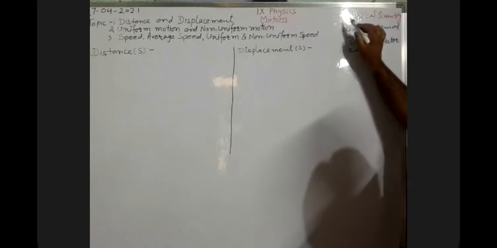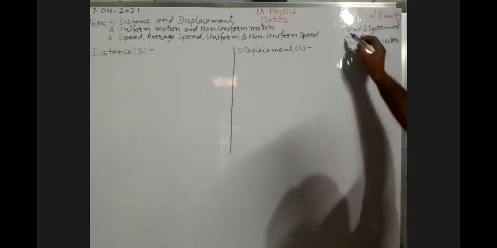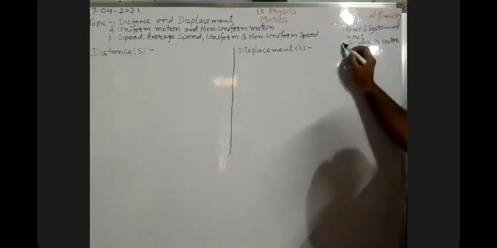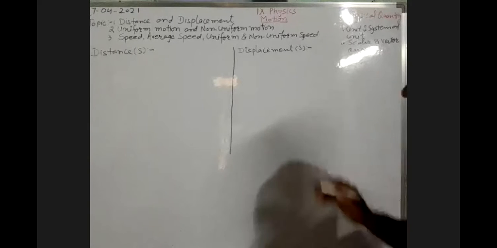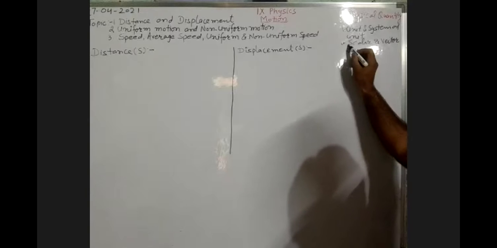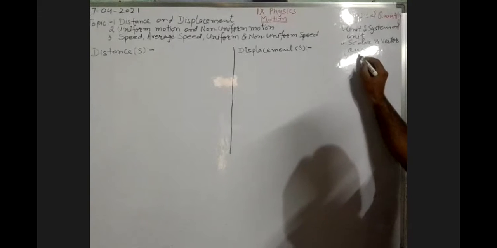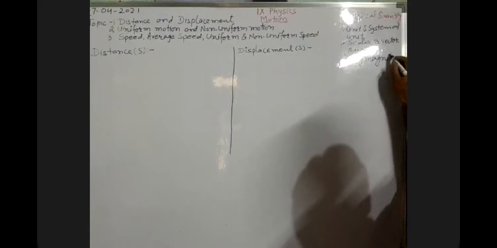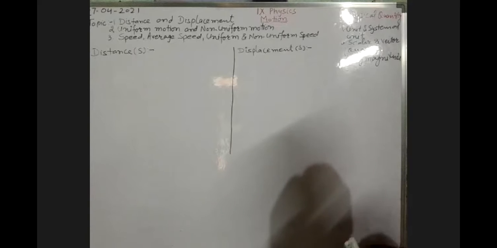We have already discussed the physical quantity, the quantity which can be measured, again unit and system of unit. Then in the previous lecture we discussed scalar and vector quantity. So what are scalar and vector quantities? Scalar quantities are those which have only magnitude. The quantities having only magnitude are known as scalar quantities.